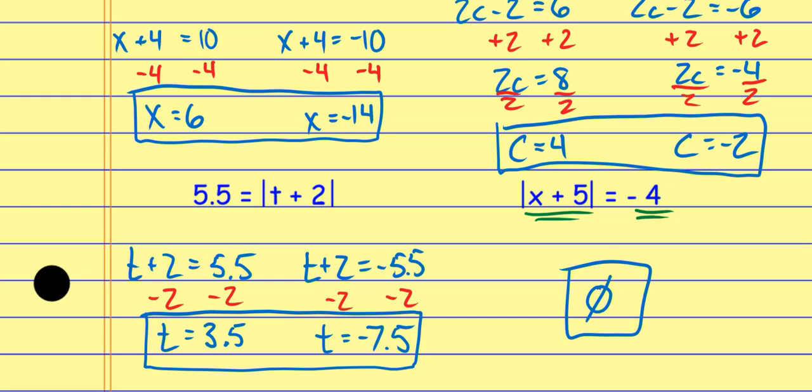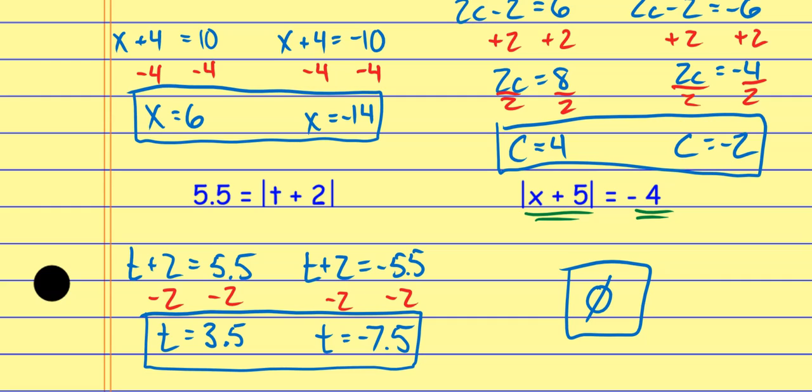Okay? And if we had split this up and solved, we get two answers that don't actually work. Okay? So always check the equation first. Absolute value equals a positive because we're measuring the distance. Okay? If we have the absolute value equals a negative, that's impossible. All right? So it's no solution.